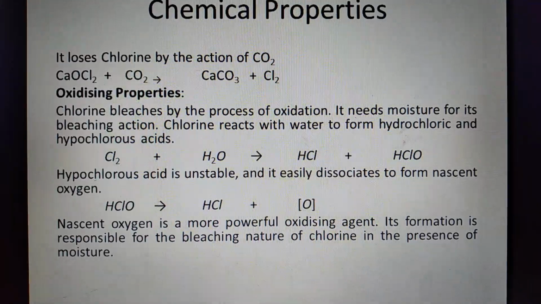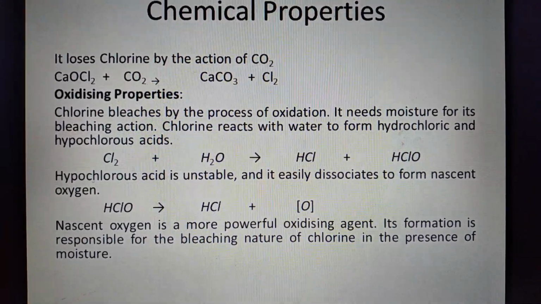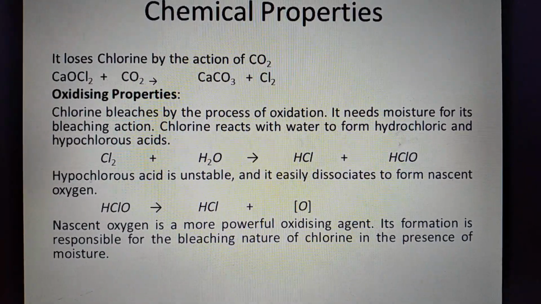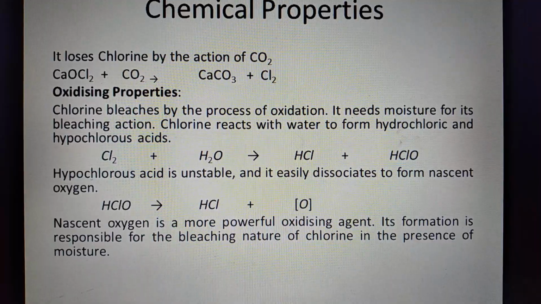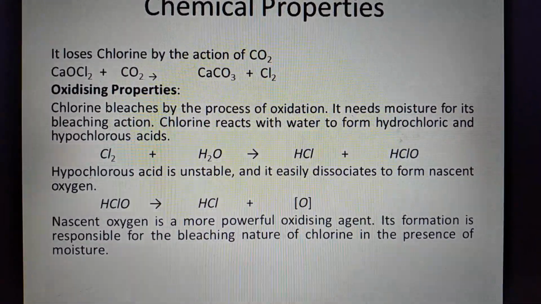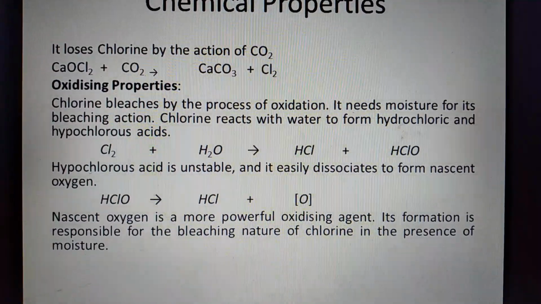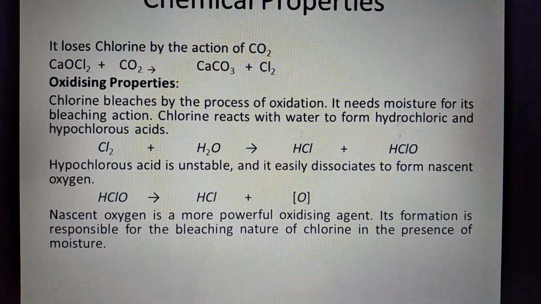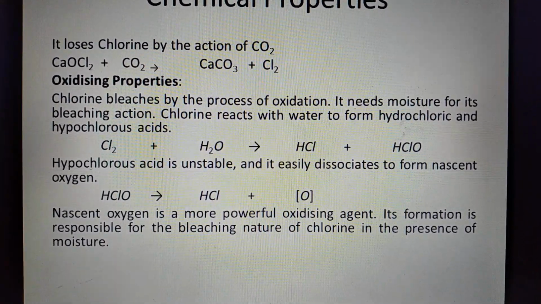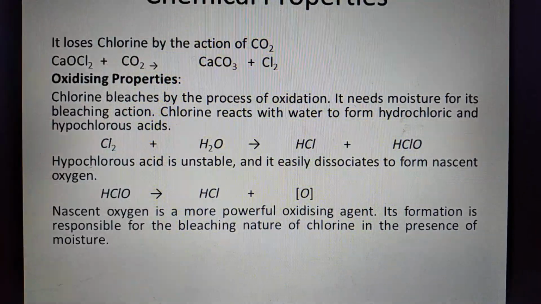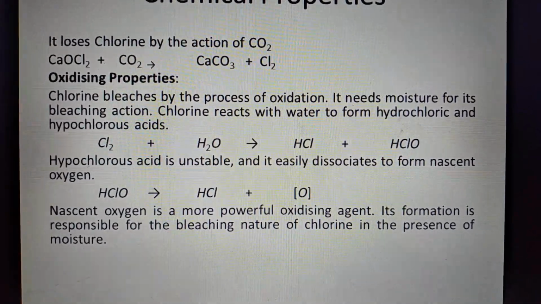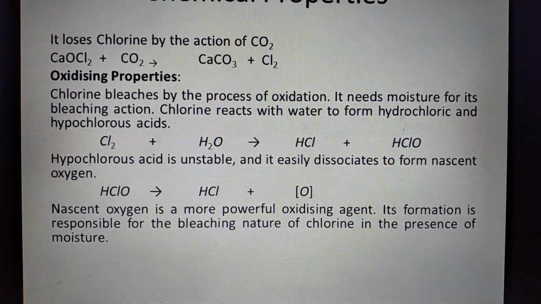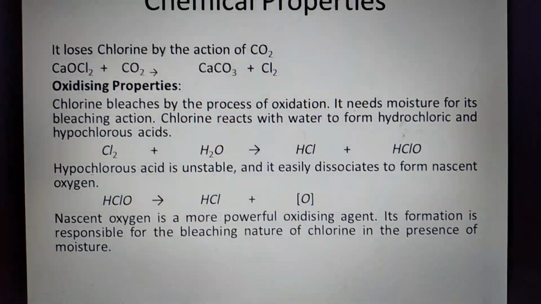Oxidizing properties: chlorine bleaches by the process of oxidation. It needs moisture for its bleaching action. Chlorine reacts with water to form hydrochloric acid and hypochlorous acid. Chlorine plus water in the moist state gives hydrochloric acid plus hypochlorous acid, and hypochlorous acid is unstable and easily dissociates to form nascent oxygen plus hydrochloric acid. Nascent oxygen is a more powerful oxidizing agent. Its formation is responsible for the bleaching nature of chlorine in the presence of moisture.